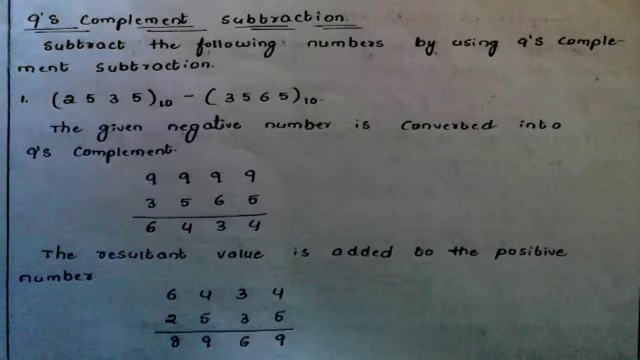This 9's complemented value, we are going to add to 2535. So 5 plus 4 results in 9, 3 plus 3 results in 6, 5 plus 4 results in 9, and 6 plus 2 results in 8. So 8969 is the result of the 9's complement addition.